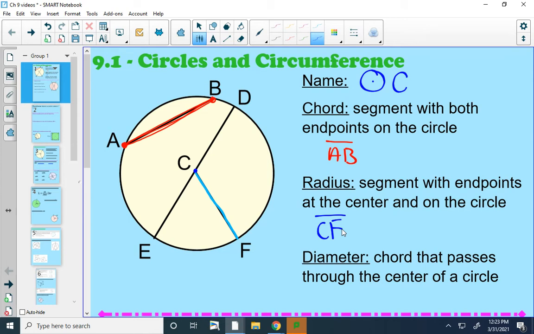And then a diameter is a chord that passes through the center of a circle. So in this case, it looks like DE would be a diameter. And the diameter is always made up of 2 radii, so the diameter is always twice as long as the radius.